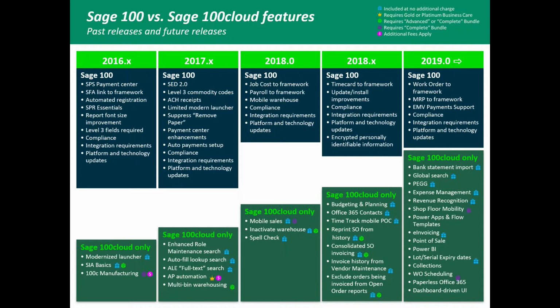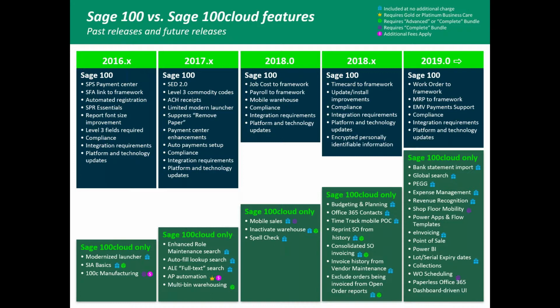Also, take note and see the little blue gift symbols to the right of many of the features. These are included with Sage 100 Cloud at no additional charge. If you are using Sage 100 version 2016 or higher, you have immediate access to these additional features simply by migrating to a Sage 100 Cloud subscription.